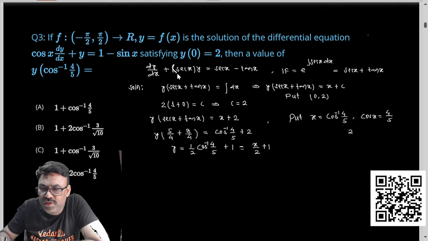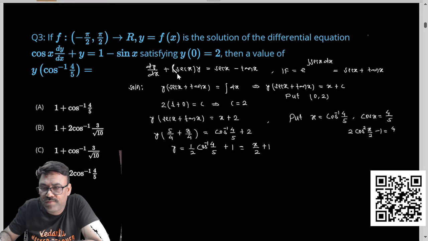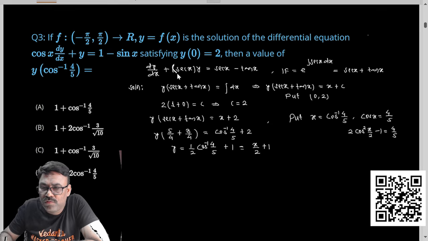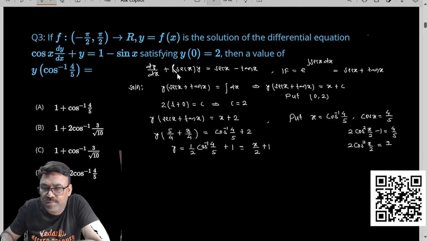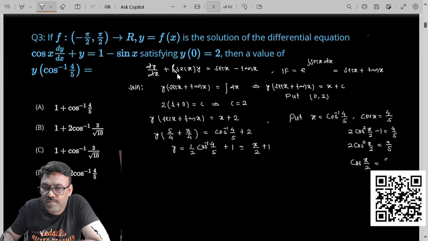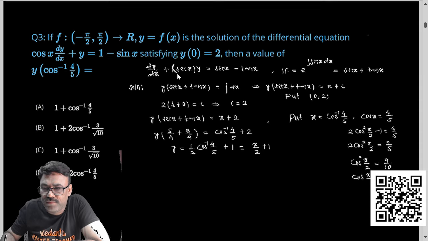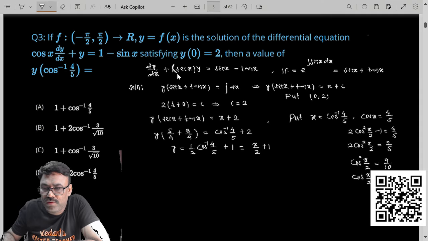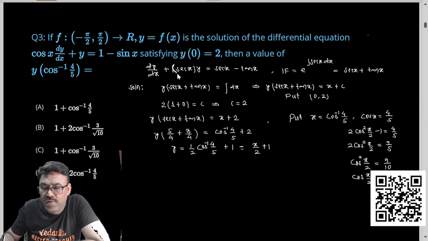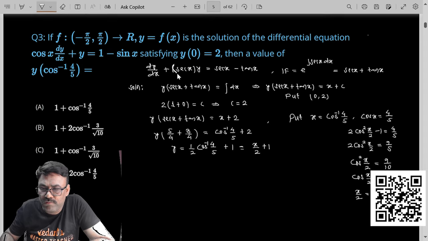So see, cos x can be written as 2 cos square x by 2 minus 1, which is 4 by 5. If you solve it, this gives you 2 cos square x by 2 is 9 by 5, so cos square x by 2 is 9 by 10. This gives you cos x by 2 is 3 by root 10. Obviously x by 2 is an acute angle here, so you have to take the positive value. So I can write x by 2 as cos inverse 3 by root 10.